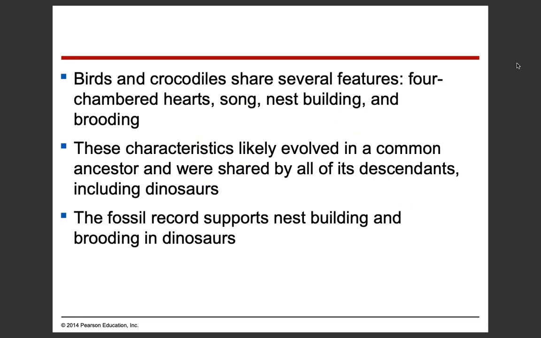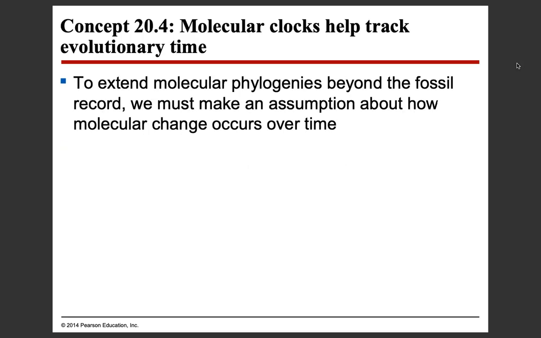So birds and crocodiles share several features. They have 4-chambered hearts, they are song organisms, and they build nests. They brood, right? These characteristics likely evolved from a common ancestor because they have them in common, which means they had to get them from somewhere, so that's their common ancestor, and were shared by all of its descendants, including our dinosaurs. The fossil record supports nest building and brooding in dinosaurs because you can actually see fossilized evidence of these characteristics. So molecular clocks also help to track evolutionary time. We're going to talk about molecular clocks next.